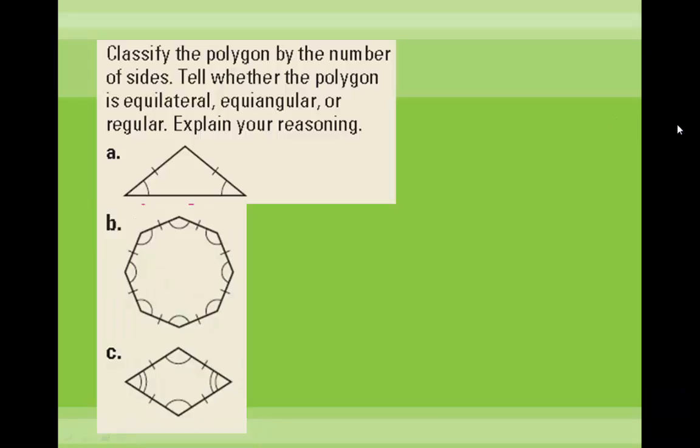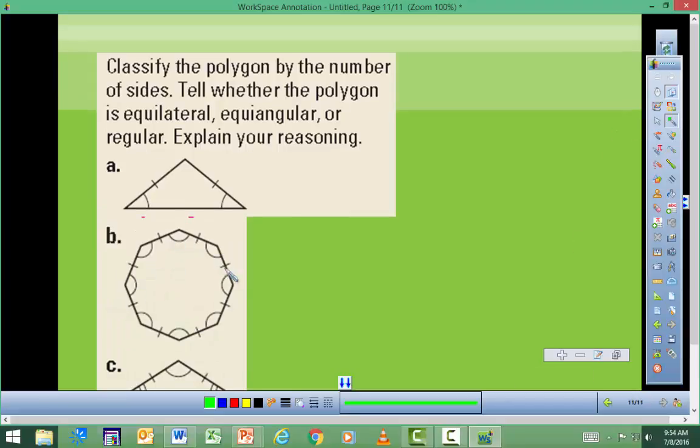How about these two? Well, this one, all the sides are congruent. All the angles are congruent. It has how many sides? 1, 2, 3, 4, 5, 6, 7, 8. It has 8 sides, so it's an octagon. And since all the sides are congruent, it would be equilateral. And since all the angles are congruent, it would be equiangular. And whenever you have both of them together, that would make the polygon regular. So this one is a regular octagon.